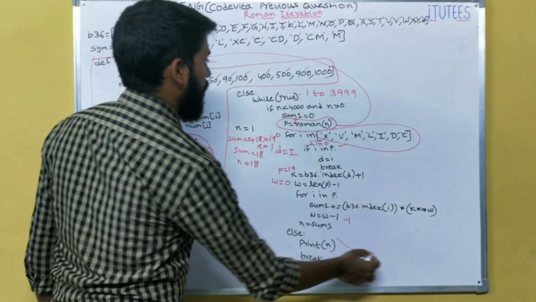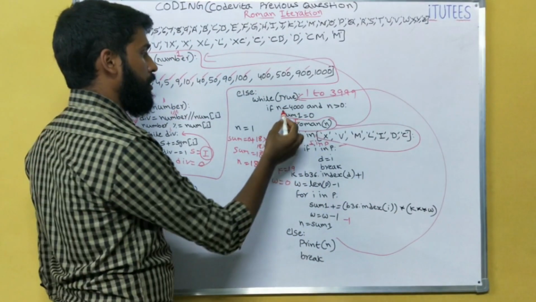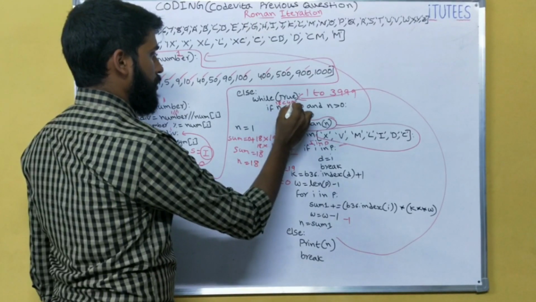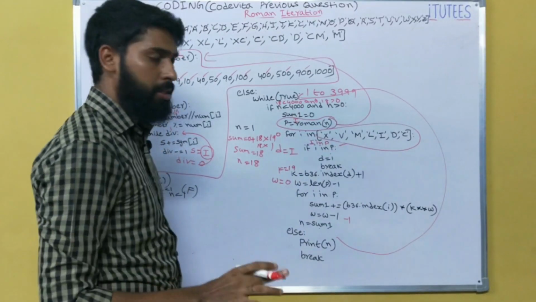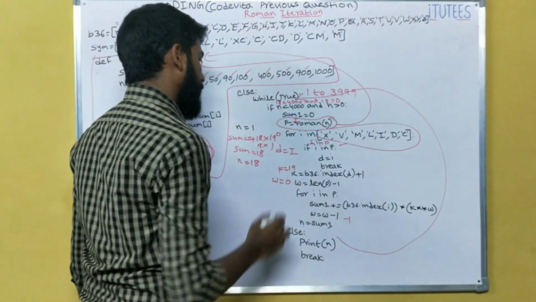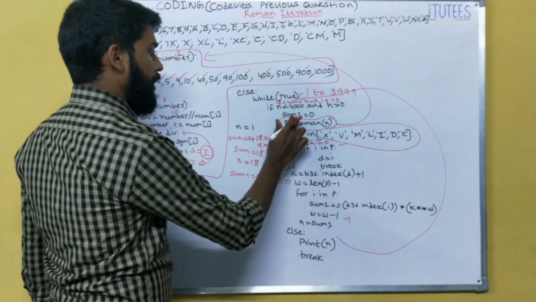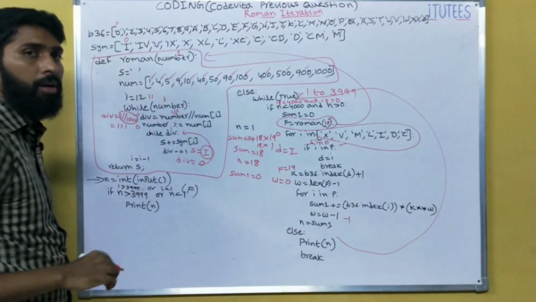Again we go to the while loop. So it is always true. N is 18, which is less than 4000 and greater than 0. It is true. So again sum equals 0, sum1 equals 0, and P equals Roman of 18. Again the function is called.